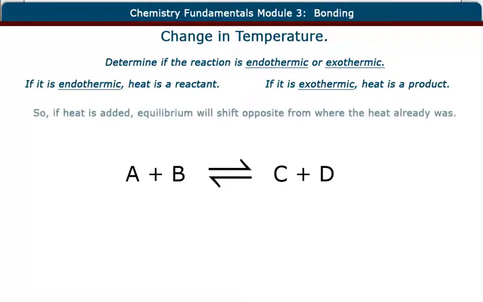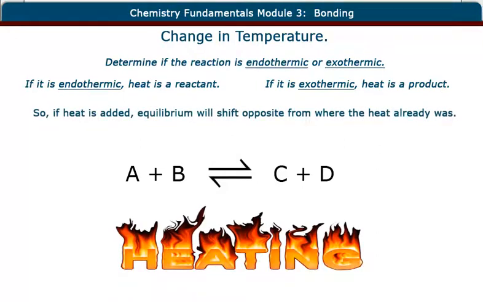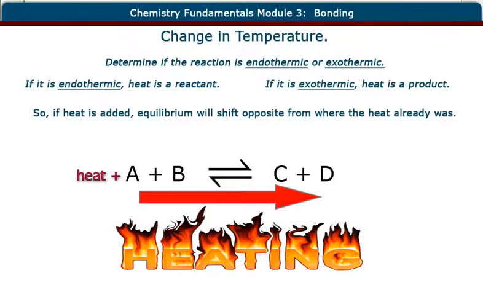So, in either case, if heat is added to the system, equilibrium will shift to the opposite side from where the heat already was. For example, in an exothermic reaction, adding heat to the system shifts equilibrium to the left, toward the reactants. In an endothermic reaction, if heat is added to the system, equilibrium will shift to the right, toward the products.